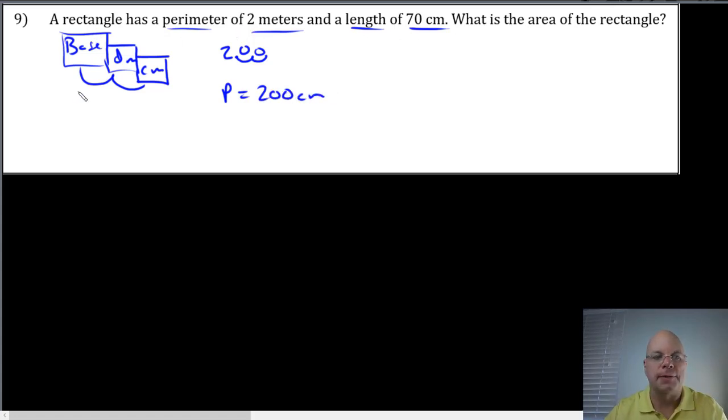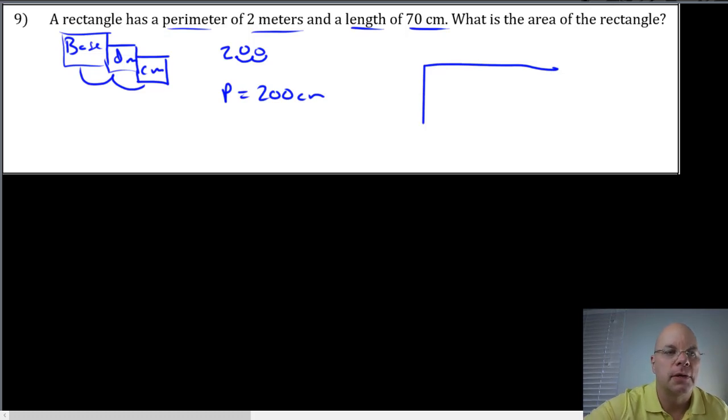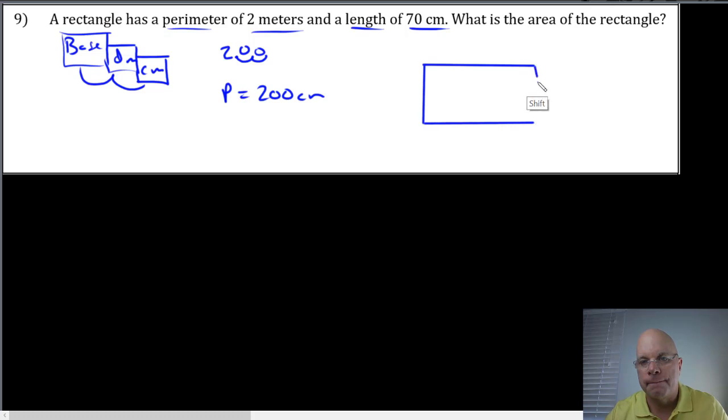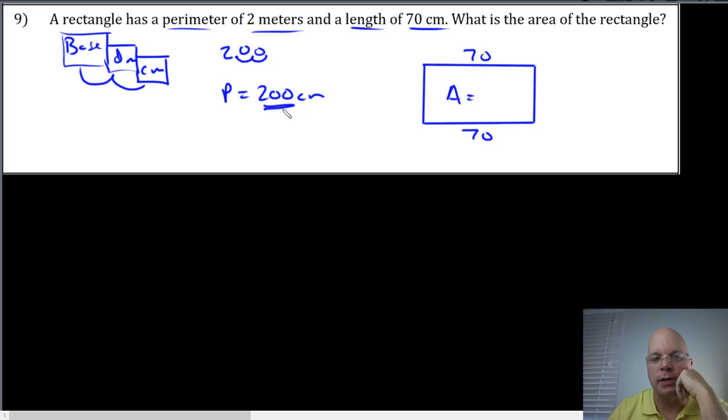Now they're talking about a rectangle, but they're not showing me the rectangle, so of course I want to draw myself a rectangle so I can better visualize this problem. We know the length is 70 centimeters. I'm trying to find the area. If I could find the height or the width, then I can find the area. I know that the 200 is the sum of all the sides. So far the sum of these two sides is 140. So 200 minus 140 is 60. Which doesn't mean this side is 60, it means it's half of that.